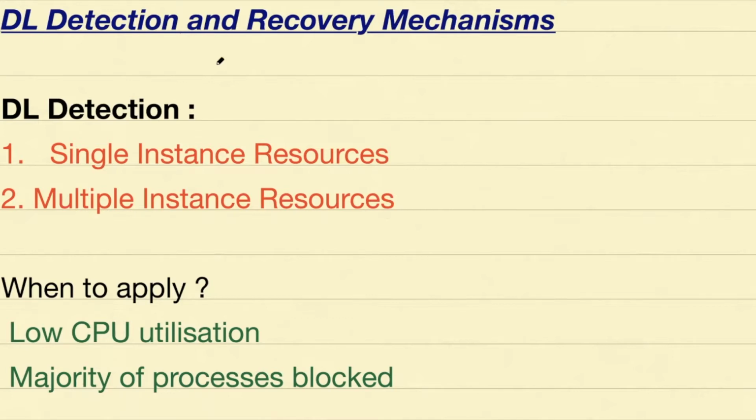When to apply a deadlock detection strategy? When there is a low CPU utilization of the process, then we can move to deadlock detection. The second condition is majority of the process is blocked. In these conditions, we can go for deadlock detections. Instead of doing a deadlock detection for every 10 minutes or every 15 minutes, because if we do that, there will be much CPU overhead, right? So instead of that, if these conditions occur, that is low CPU utilization and majority of the processes are blocked, then we can go for deadlock detection strategies.